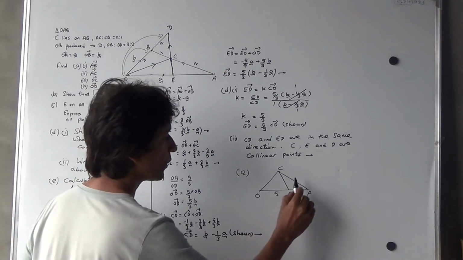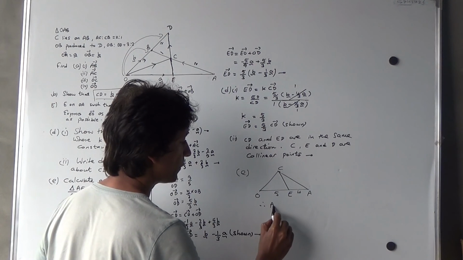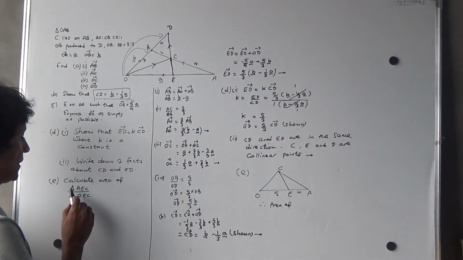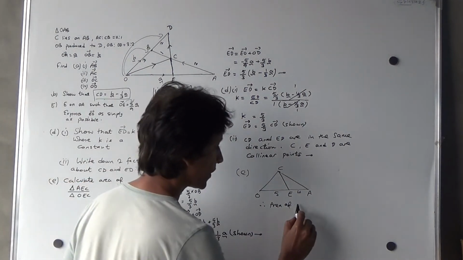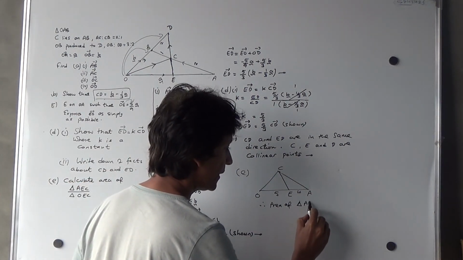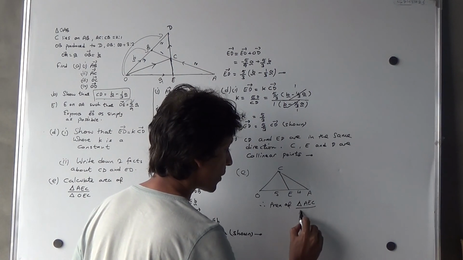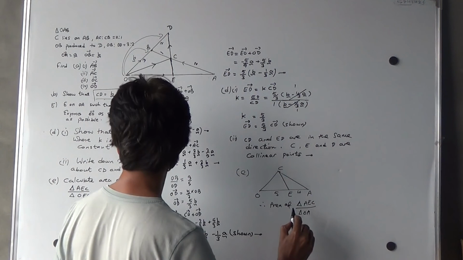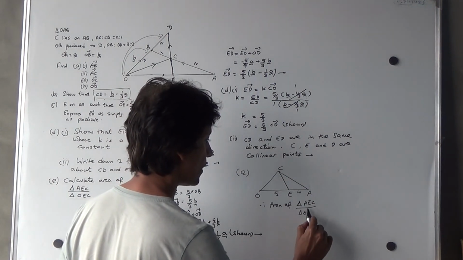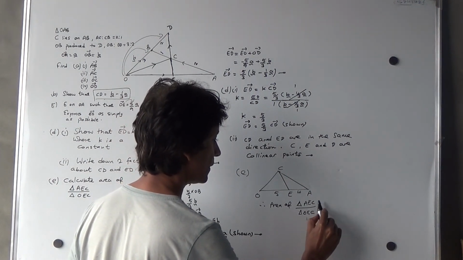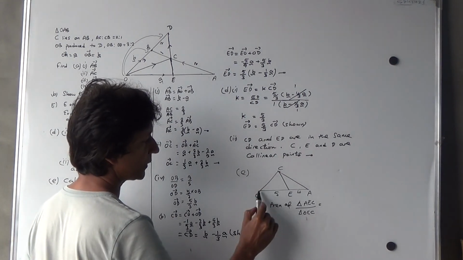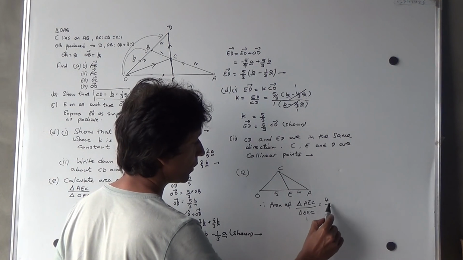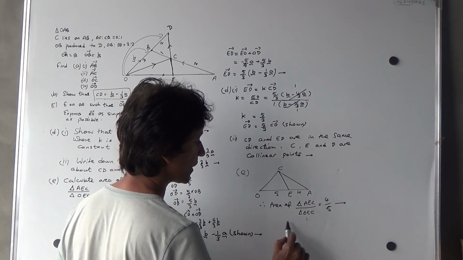Now, therefore, the area of triangle AEC over triangle OEC, so this is OEC, and it's going to be equal to 5, and this is 4. So 4 over 5, so that's the answer.